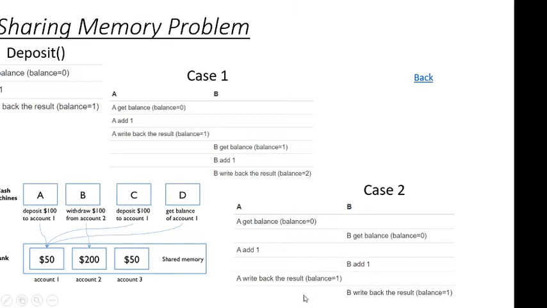Such a case is called a race around condition, when the order of the execution will change the result. That's called race around condition. When two or more processes are sharing the same data and the order of the execution also affects the result, then it is called race around condition.